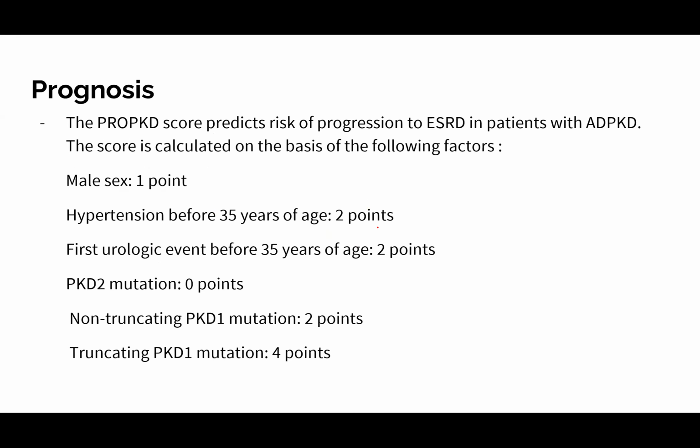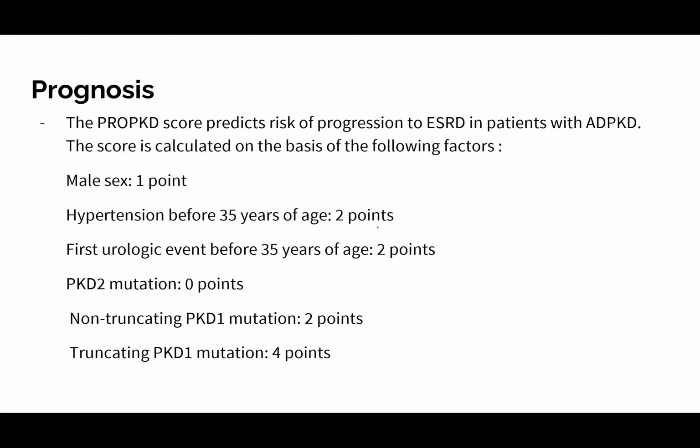Prognosis. The ProPKD score predicts risk of progression to end-stage renal disease in patients with ADPKD. The score is calculated on the basis of the following factors: male sex, 1 point; hypertension before 35 years of age, 2 points; first urologic event before 35 years of age, 2 points; PKD2 mutations, 0 points; and non-truncating PKD1 mutation, 2 points. Truncating PKD1 mutation is 4 points.